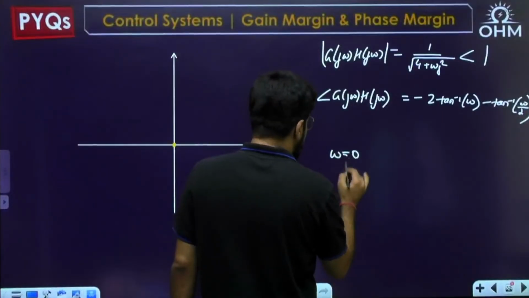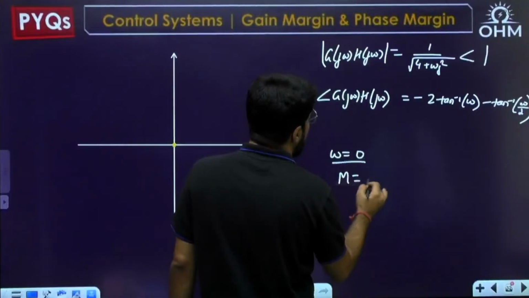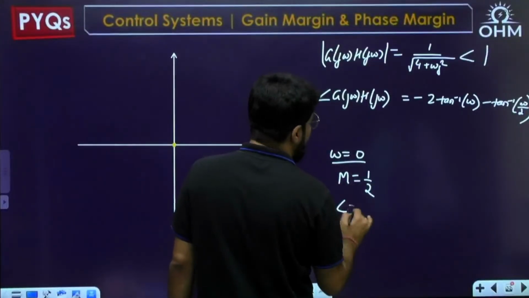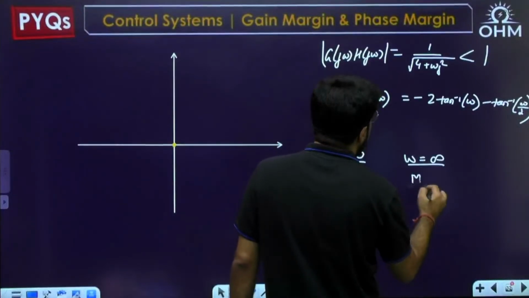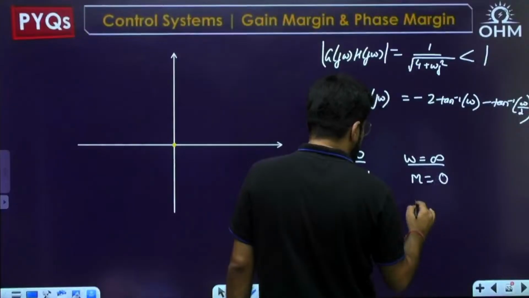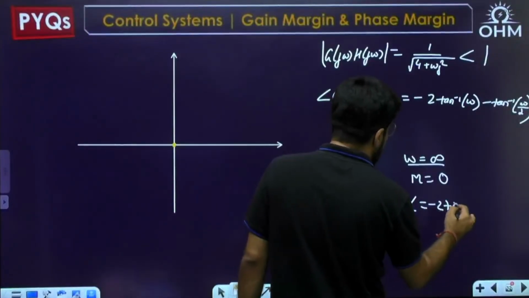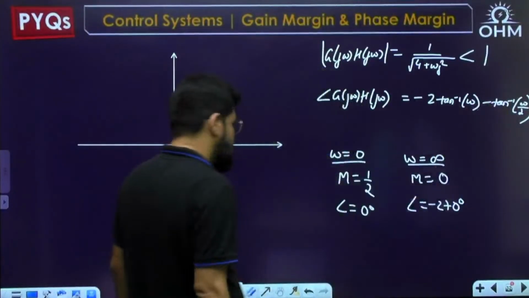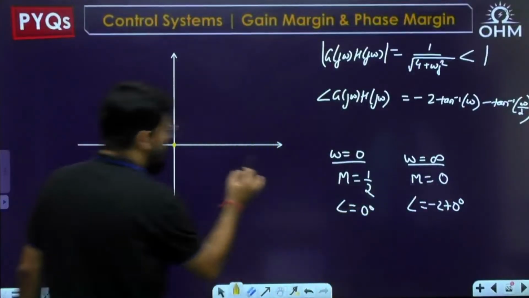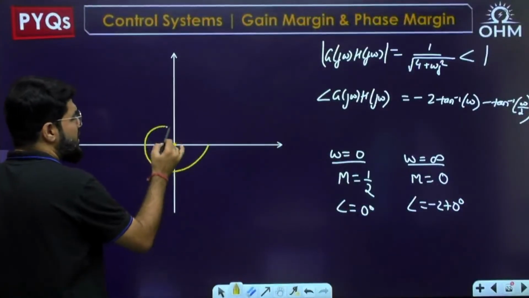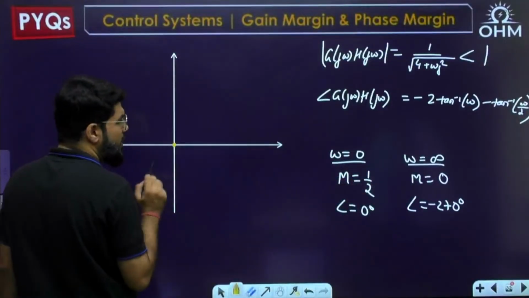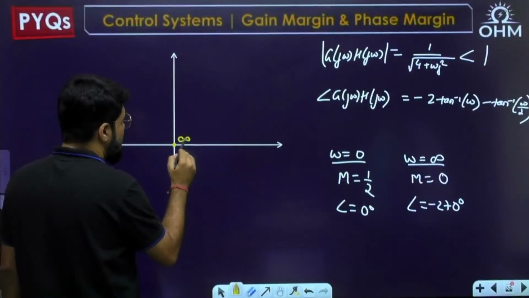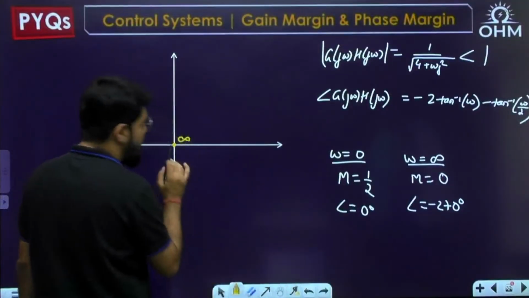If I take omega equal to 0, what is the magnitude I get? 1 by 2. And the angle I get is 0 degree. If I take omega infinity, the magnitude that I get is 1 upon infinity, 0, and the angle I get is minus 270 degree. Minus means clockwise, so clockwise 270. But 0 magnitude means origin. So when the frequency is infinity, I'll be at origin.